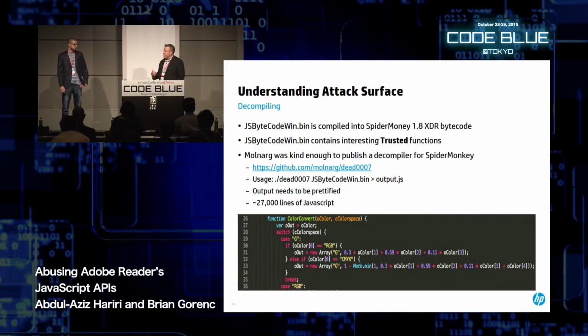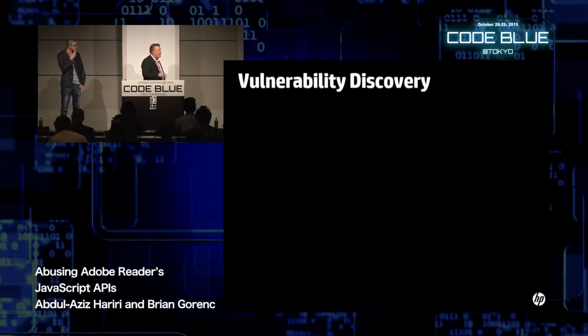What you see on the screen is about 10 lines of the 27,000 lines that exist in this JavaScript bin file. You can clearly read that this is the color convert function, and there's some sort of processing going on there that you can then audit for security vulnerabilities. So now we have a really good understanding of the code that exists and what we're going to try to find vulnerabilities in. And so we need to look at how we're going to discover the vulnerabilities in this code base.